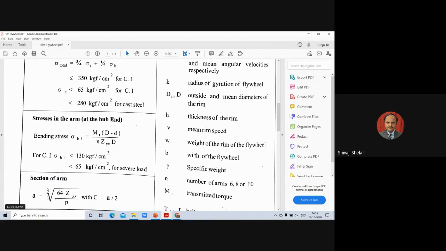So this is equal to the cube root of 64 ZYY upon pi. It is not P, it is a pi. So by mistake P was printed, but this value is nothing but pi. Okay, so let's go to this calculation here.